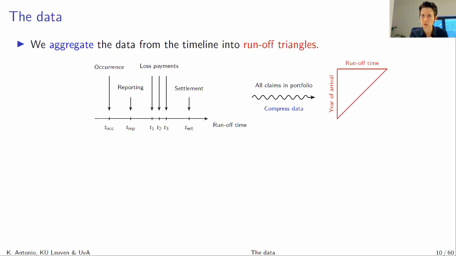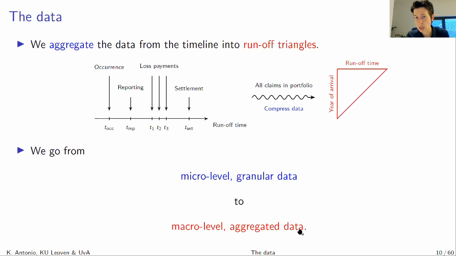But this idea is important. You take the granular data at the level of an individual claim, and you do an aggregation step, put all these data together in a runoff triangle, and use the runoff triangle to build your reserving model on. That's the typical setting. So we go from these granular data to aggregated data. Now, this whole aggregation operation is questioned in part of the literature on this topic, including my own work.